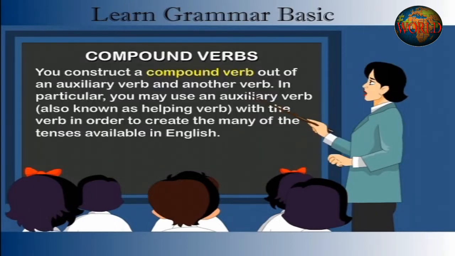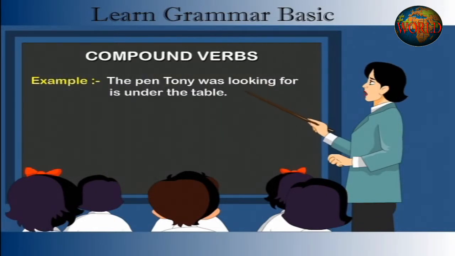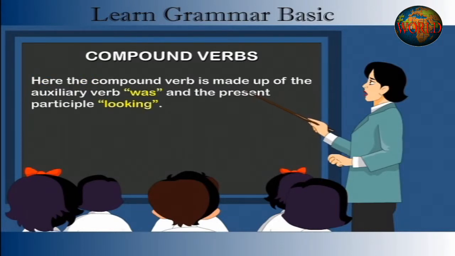Compound verbs. You construct a compound verb out of an auxiliary verb and another verb. In particular, you may use an auxiliary verb, also known as a helping verb, with the verb in order to create many of the tenses available in English. Example, the pen Tony was looking for is under the table. Here, the compound verb is made up of the auxiliary verb was and the present participle looking.